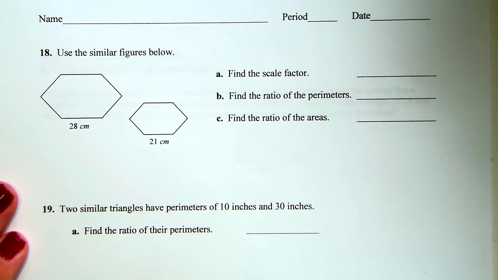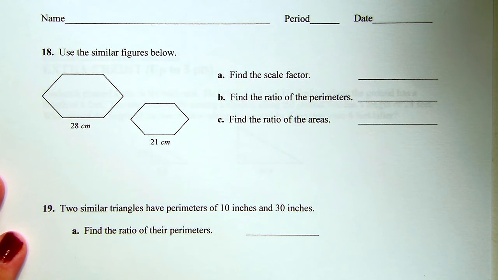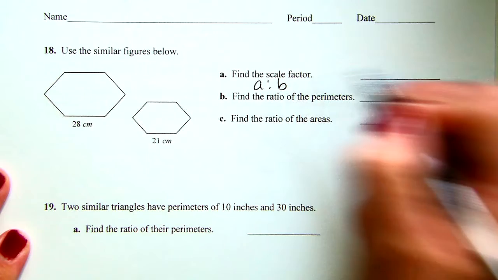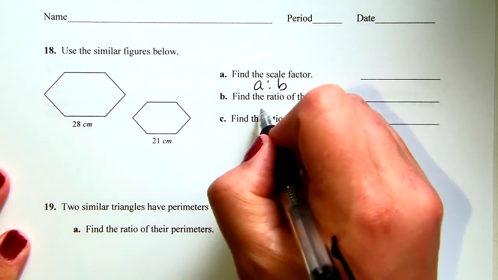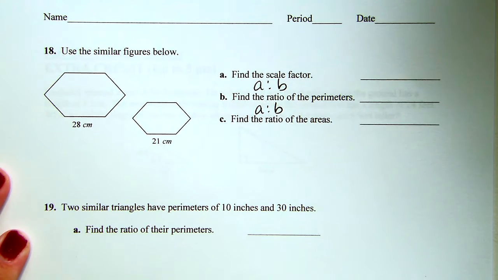So here, we're going to use the figures below to find the scale factor, the ratio of the perimeters, and the ratio of the areas. Now, I want to remind you that our scale factor is A to B, meaning figure 1 to figure 2. The ratio of our perimeters is the same thing. It's the ratio of figure 1 to figure 2. The ratio of the areas is our figure 1 squared to our figure 2 squared.